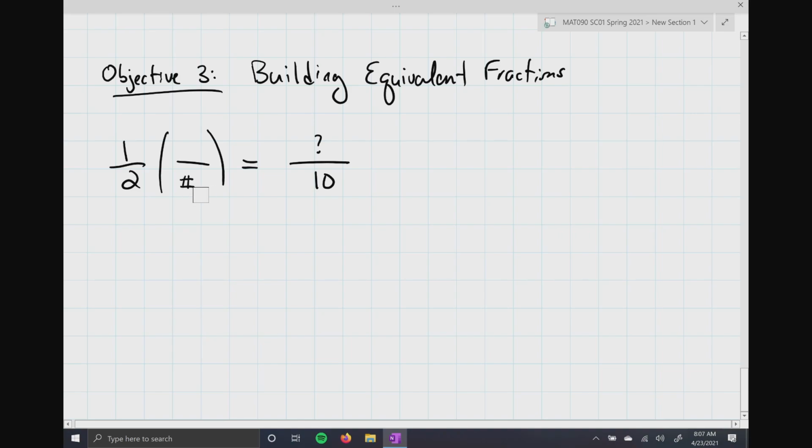But here's the thing. We are building equivalent fractions, which means these two fractions have got to be the same. They have to be equal. So there's only one number that I'm allowed to multiply a fraction by, and I do not change the fact that the original fraction is 1/2. Does anybody know what that number is?